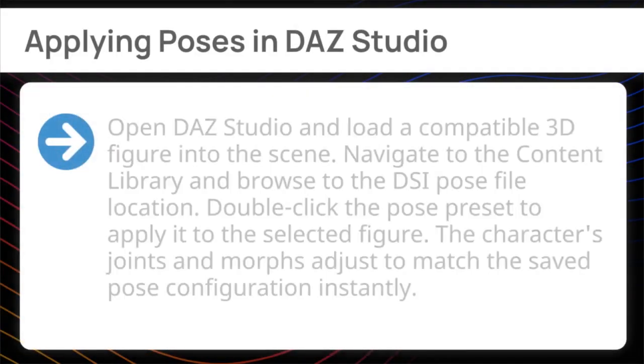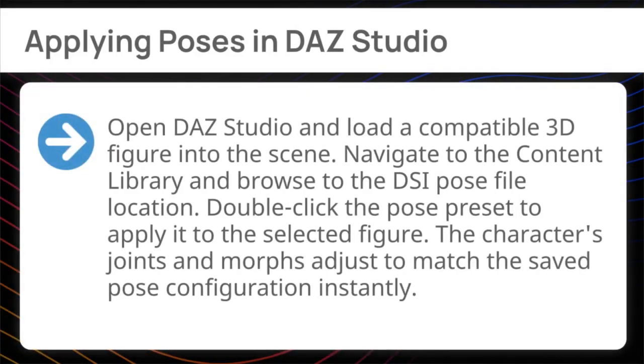First, applying poses in DAZ Studio. Open DAZ Studio and load a compatible 3D figure into the scene. Navigate to the content library and browse to the DSI pose file location. Double-click the pose preset to apply it to the selected figure. The character's joints and morphs adjust to match the saved pose configuration instantly.